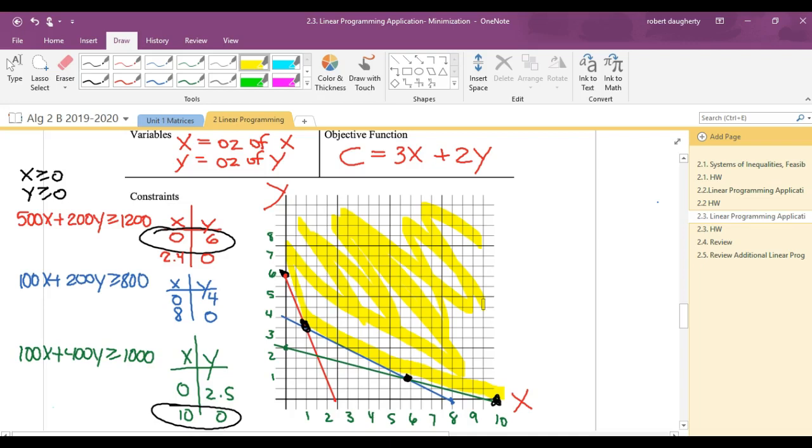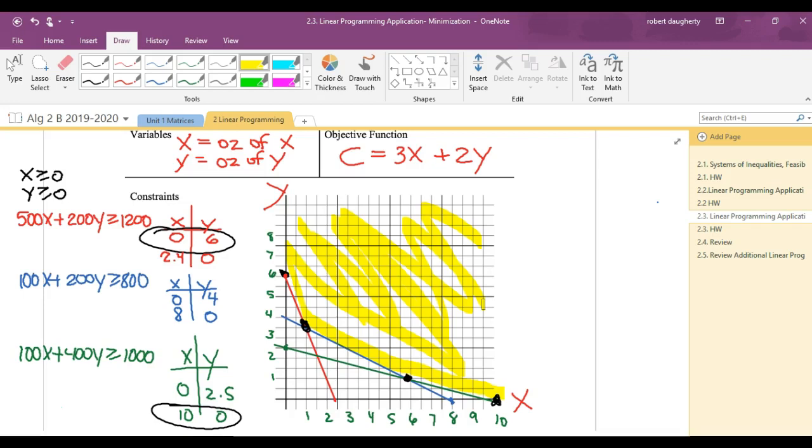So I need to find where the red and blue lines intersect. What does it look like? It looks like maybe 3.5, something like that. But that's not a guess I'm willing to take. So let's find where the red and the blue lines intersect. Let me just write this. I've got 500x plus 200y equals 1200, 100x plus 200y equals 800, and 100x plus 400y equals 1000. So that's the red, the blue, and the green.